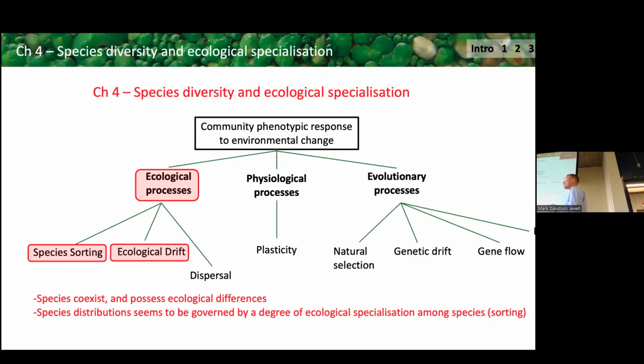So species do coexist, and they possess ecological differences. There does seem to be a degree of ecological specialization. So this suggests that species sorting or competition is important in structuring these species distributions, and of course, in addition to ecological drift. So this next chapter that I'm going to present is a mesocosm experiment that is explicitly designed to measure the relative contributions of species sorting and ecological drift to community composition.